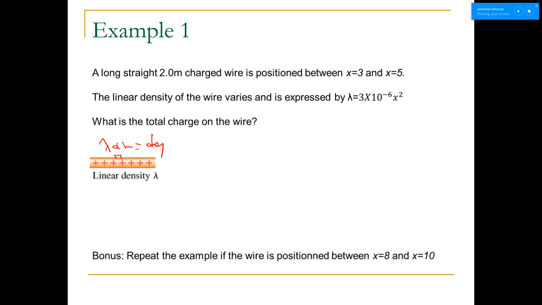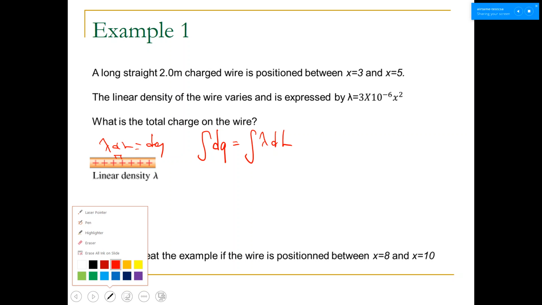But the question asks me what is the charge of the whole wire. So I have to add up all those small charges. I'd have to do the integral of dq so that I can get the charge of the full thing. And if I do the integral of dq, I have to do the integral of lambda dl. In this case, they use x actually, so let's just use x as well, if you don't mind. But x and l are the same thing in this case.